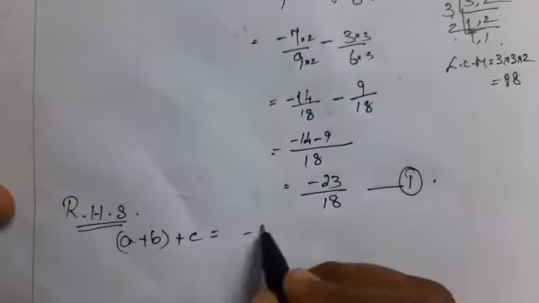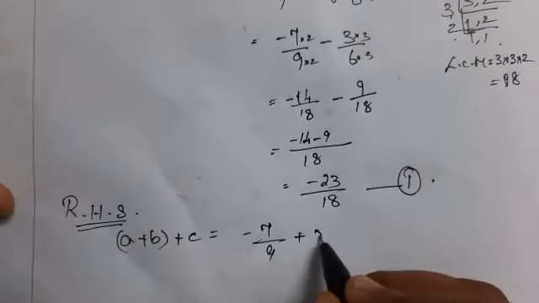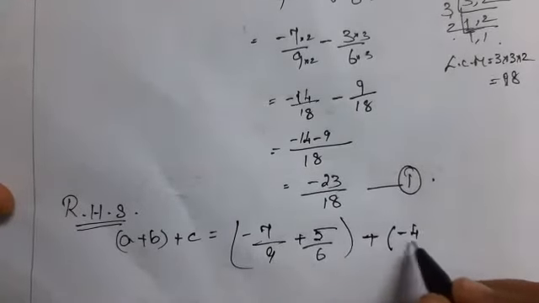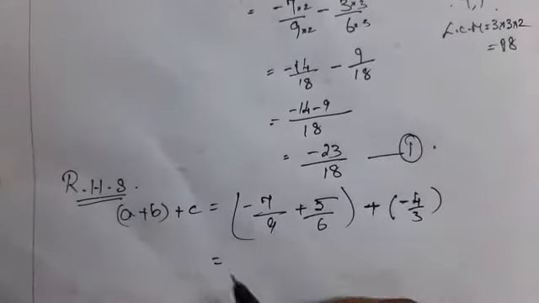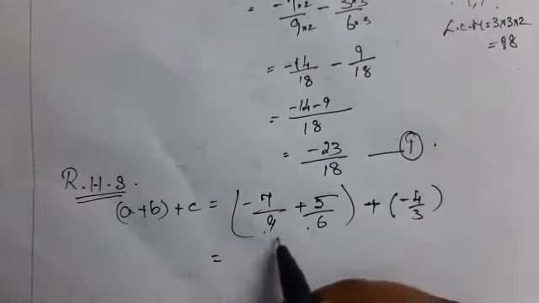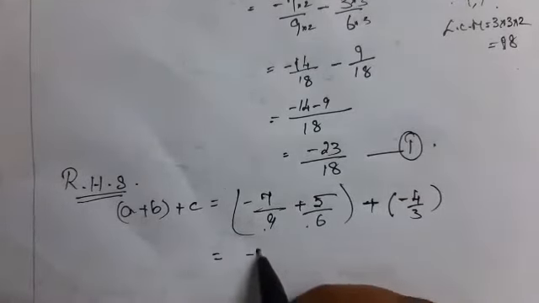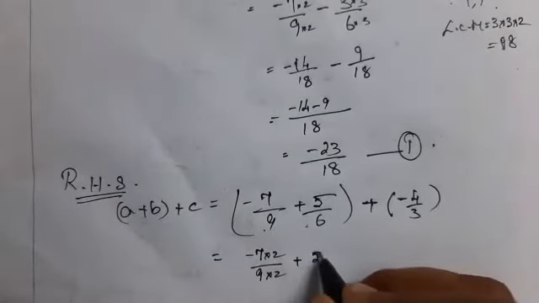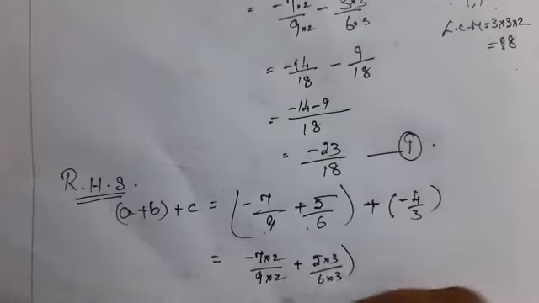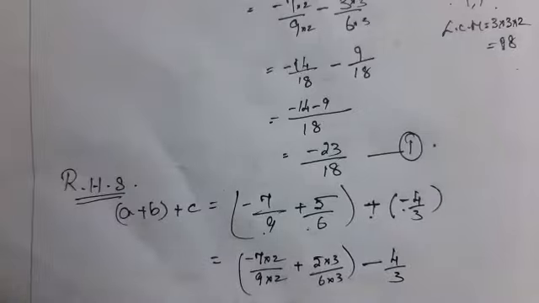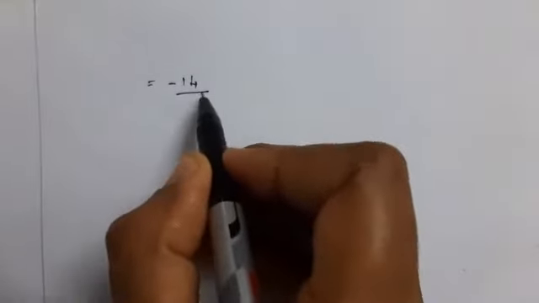Now, right hand side, A plus B plus C. LCM of 9 and 6, 18. 9 into 2, 18. 6 into 3, 18. Plus into minus, minus. 7 2s are 14. Minus 14.